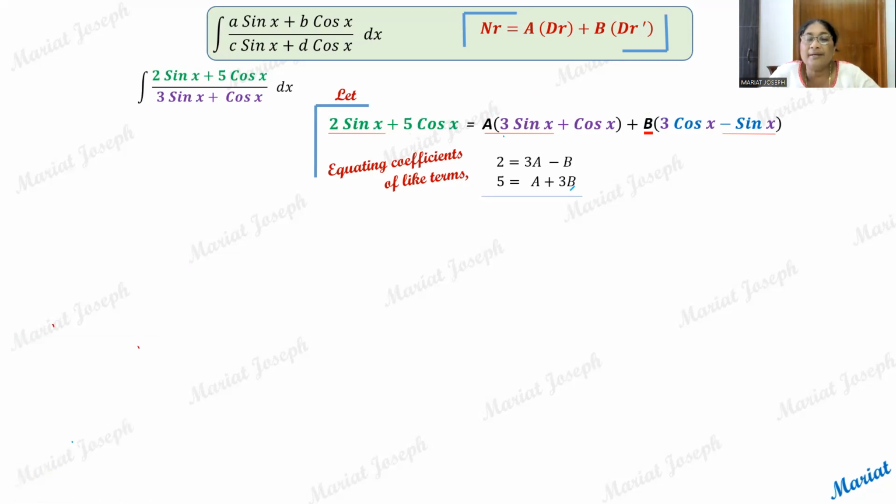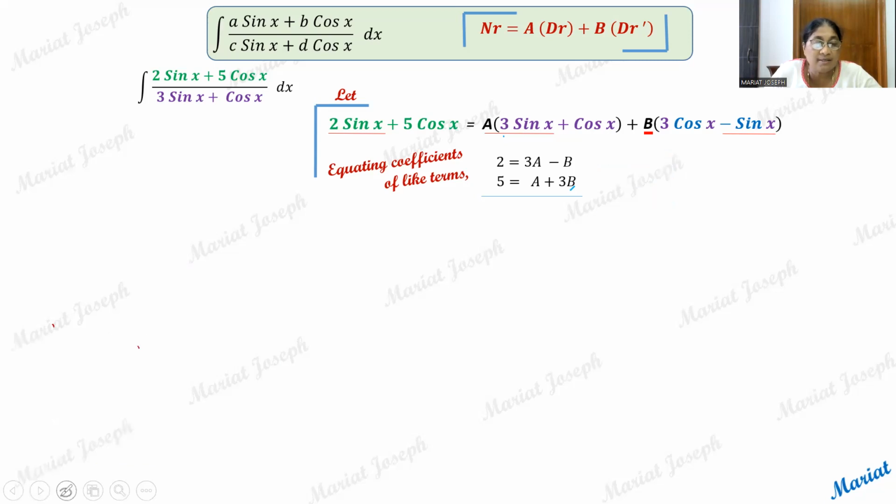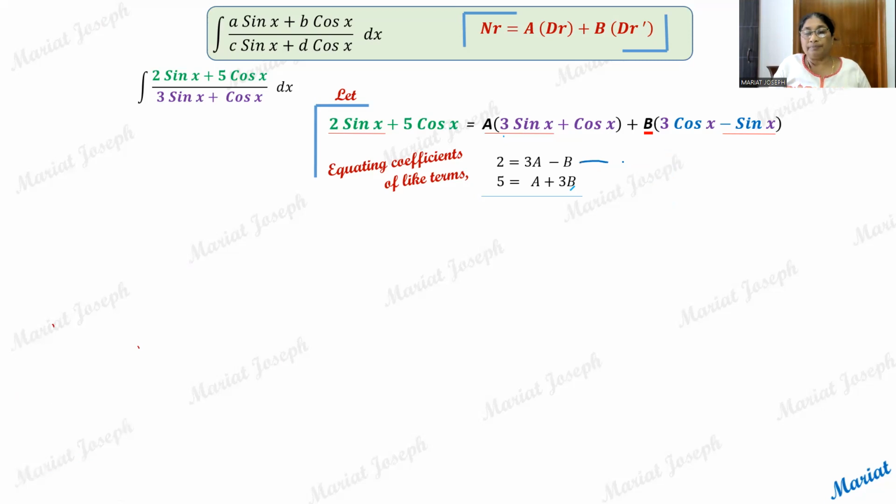Now do you know what to do? You have to solve these two equations. Simultaneous equation solving. Tell me, how are you going to solve it? This is equation number 1. This is equation number 2. Solve for a and b. Should I multiply the second equation by 3, or should I multiply the first equation by 3? Which is easier? Both are easy.